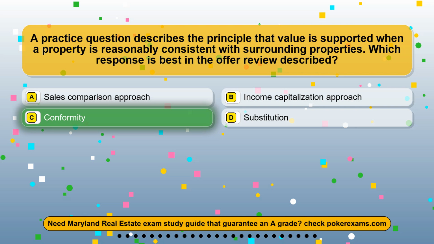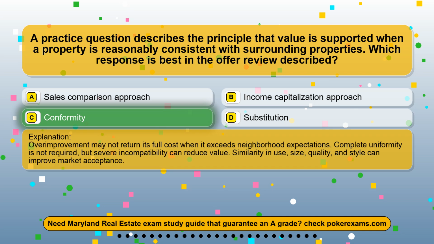The correct answer is option C, conformity. Morale hazard is carelessness or indifference caused by having insurance. Moral hazard is wrong because moral hazard involves intentional dishonesty. Physical hazard is wrong because physical hazard is a tangible condition. Named peril is wrong because named peril is a listed cause of loss.